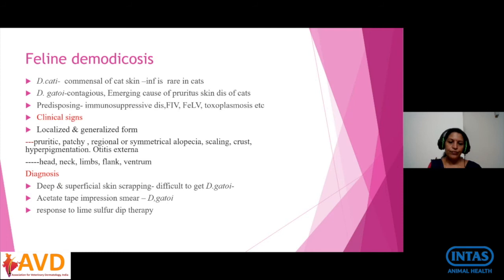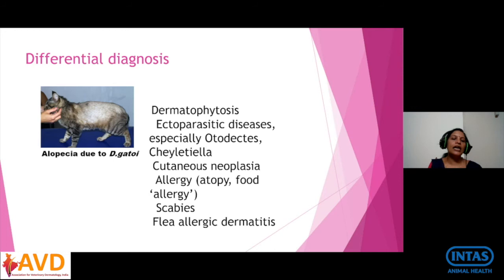So there has to be a differential diagnosis. We can see symmetrical alopecia in the case of cat, and causes of pruritus like dermatophytosis, ectoparasitic diseases, cheyletiellosis, flea allergy, food allergies, and scabies.